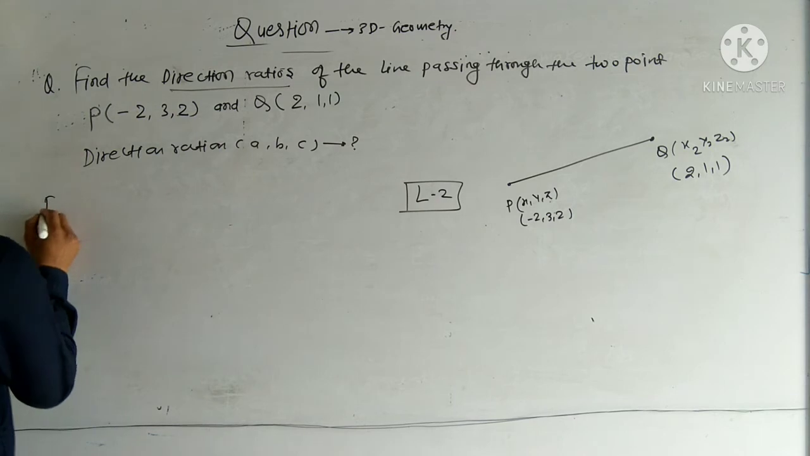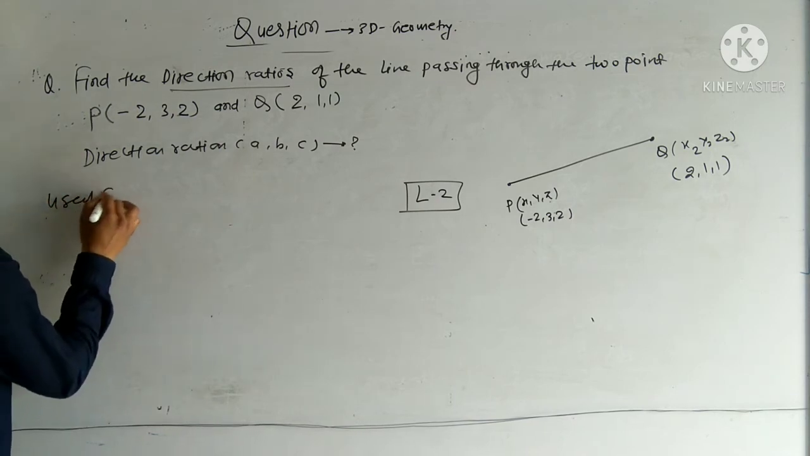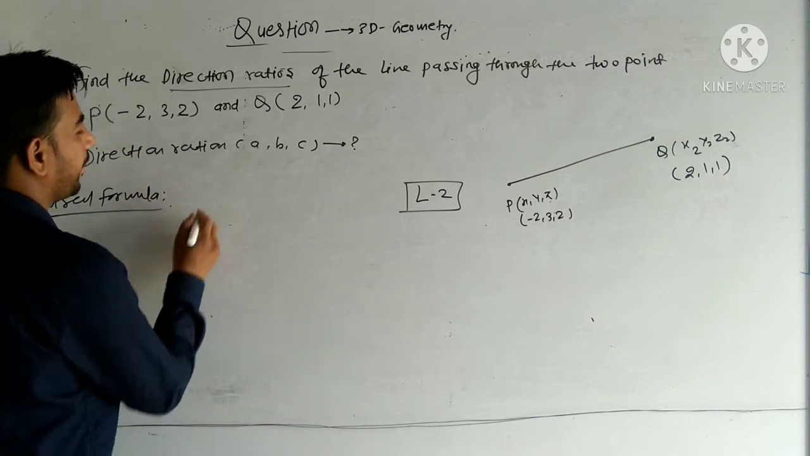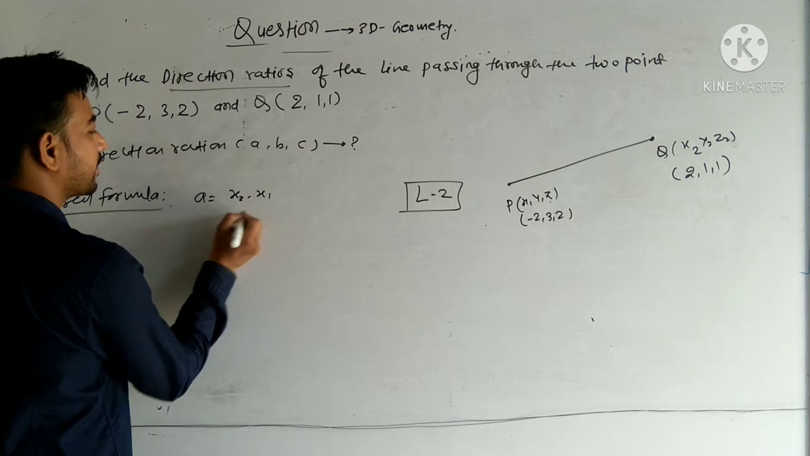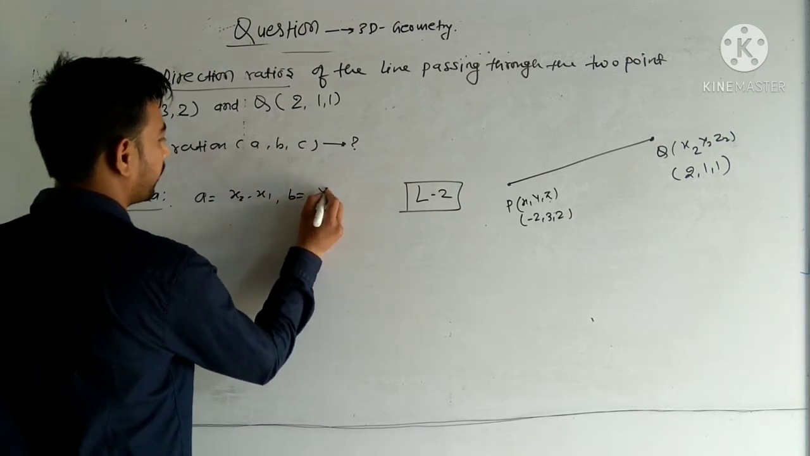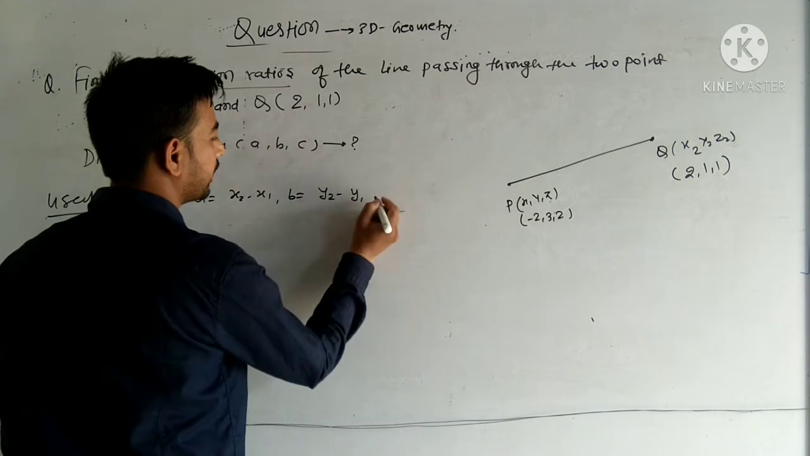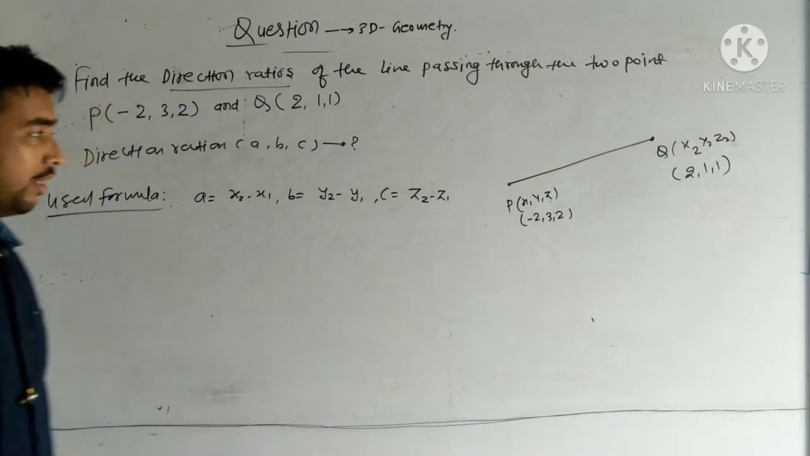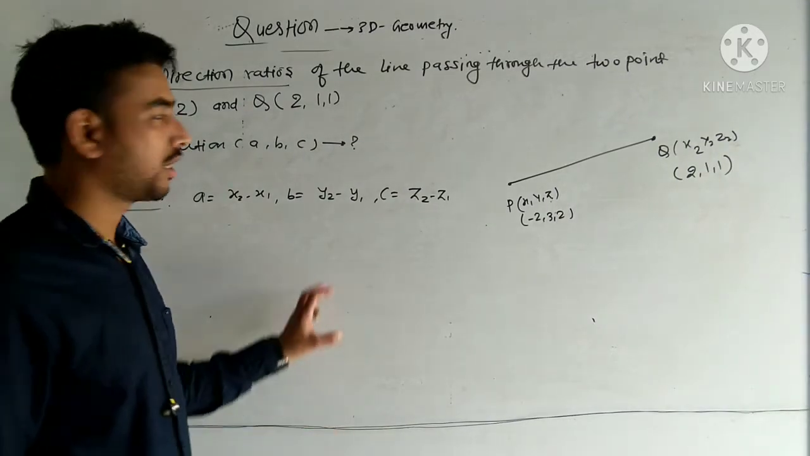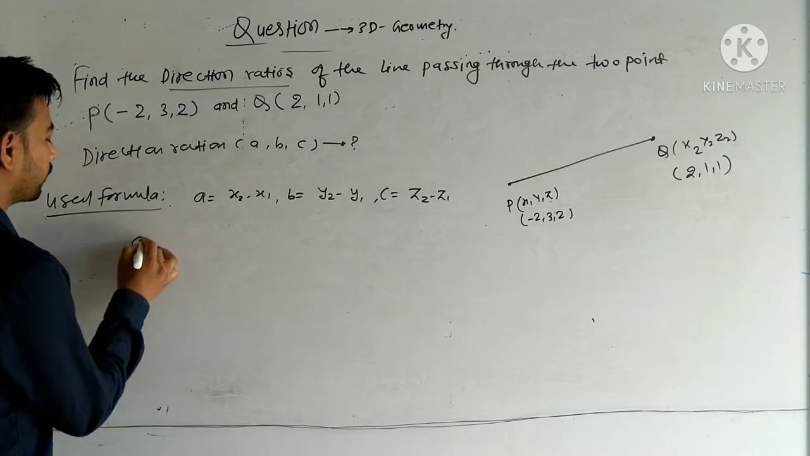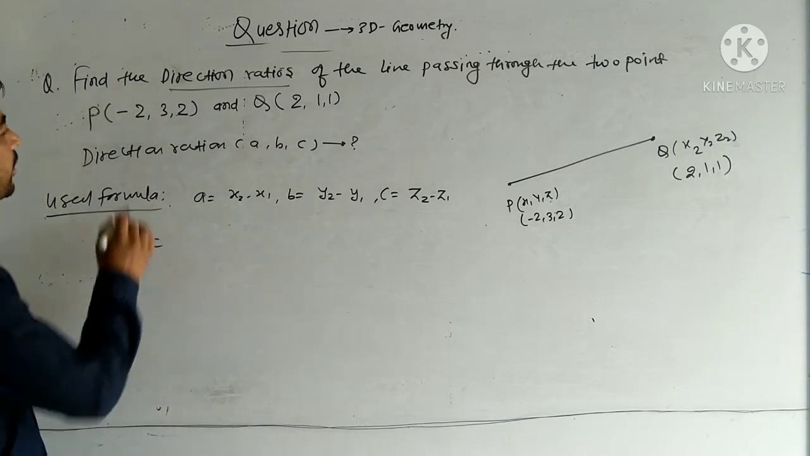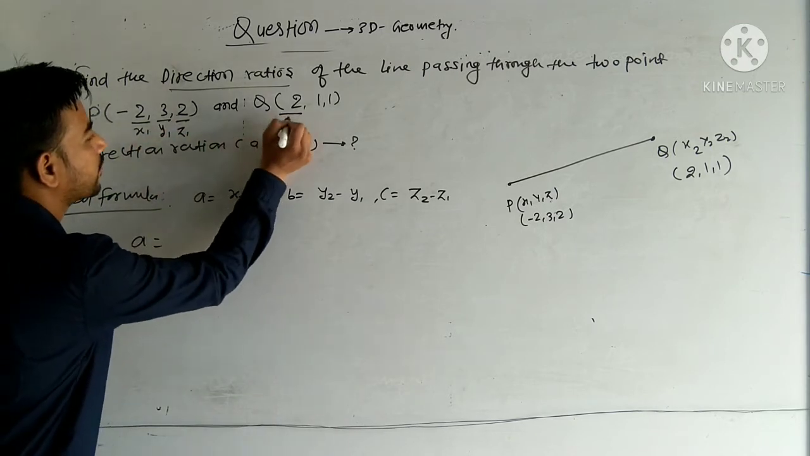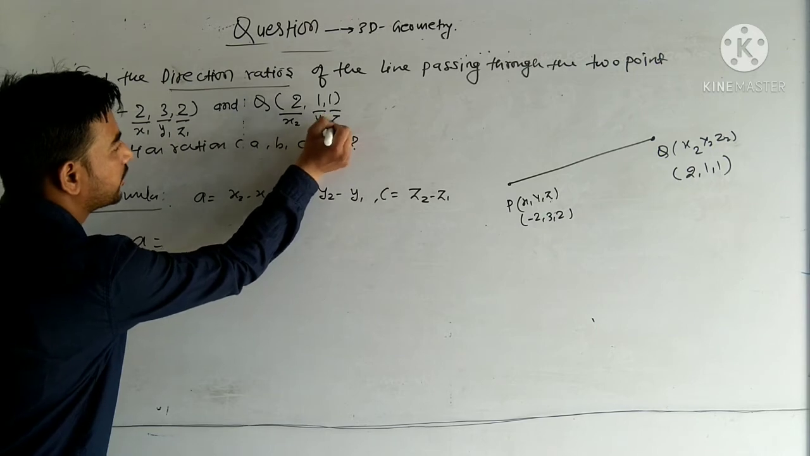Then the formula used here is what? The formula is here. A equals x2 minus x1, B equals y2 minus y1, and C equals z2 minus z1. ABC are given like this. We can find ABC. So A equals x2 minus x1. This one is x1, this one is y1, this one is z1, this one is x2, this one is y2, this one is z2.